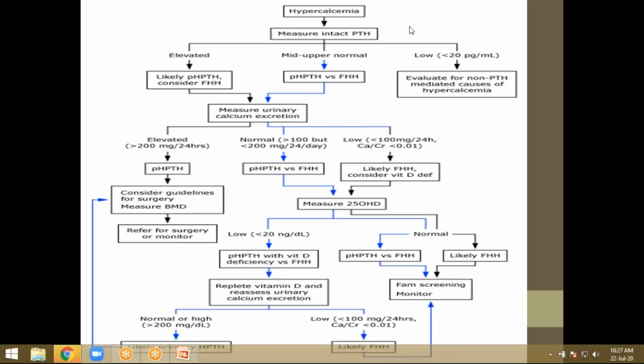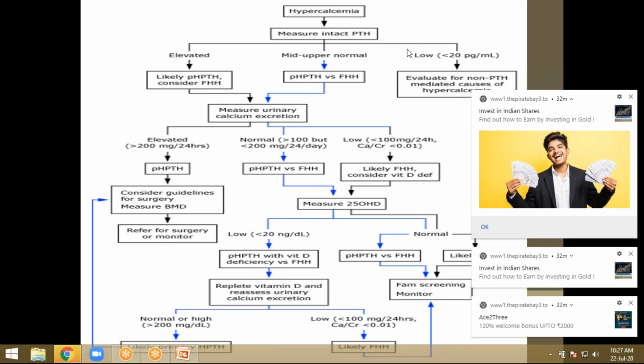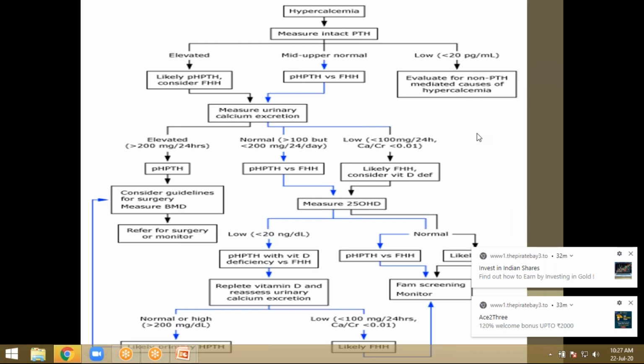So if the parathyroid levels are low, you evaluate for non-parathyroid mediated causes of hypercalcemia. If the parathyroid level is low, you have to search for other causes of hypercalcemia.